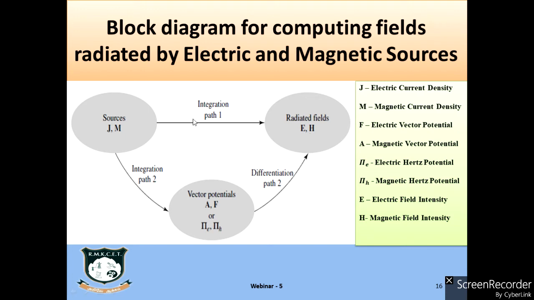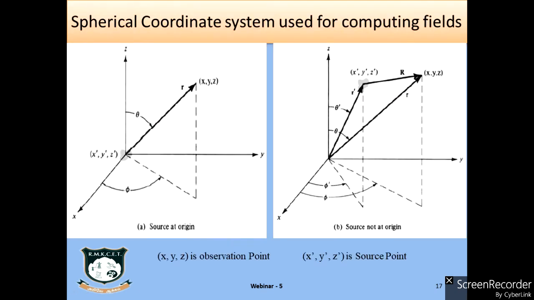Our ultimate aim is to get the electric field intensity and magnetic field intensity. In the second part, we have J and M, and we integrate and get the vector potentials, that is the magnetic vector potential and the electric vector potential. From that we can differentiate. So we have an integration and differentiation path. If we differentiate the magnetic vector and electric vector potentials, we get the electric field intensity and magnetic field intensity. This is the main structure, the entire process of the second unit.